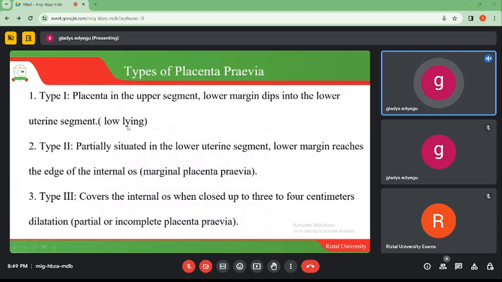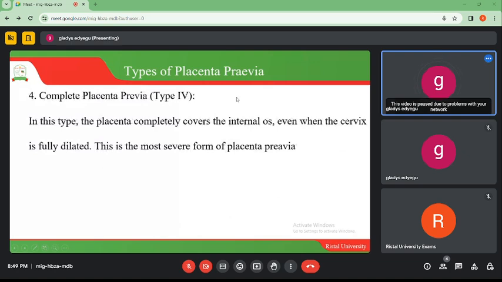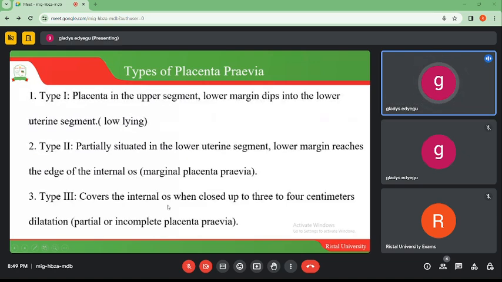So I've already explained these different types. Type 1 is the mild one, which is low-lying. Type 2 is partially situated in the lower uterine segment. It is at the lower margin, which reaches the edge of the internal os. So it is also called marginal placenta previa. Type 3 covers the internal os when it is closed, up to 3 to 4 centimeters dilated. So it is partial or incomplete placenta previa.